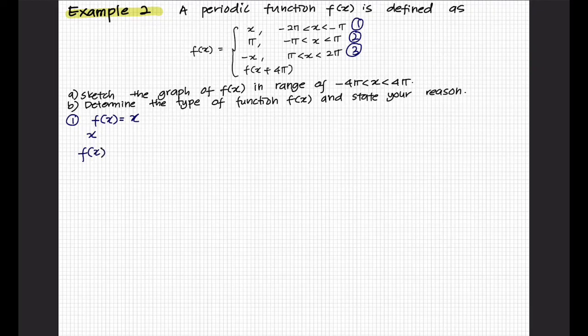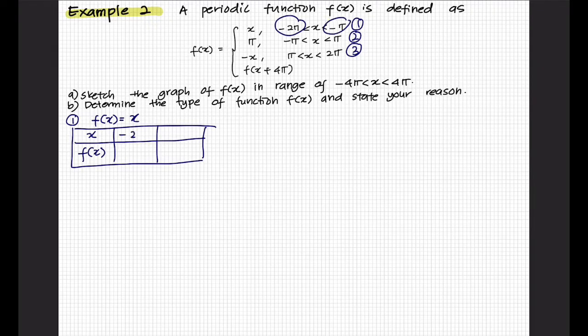For f(x) equal to x, x is from negative 2 pi to negative pi. So the starting point is negative 2 pi, negative 2 pi. And the ending is negative pi, negative pi.